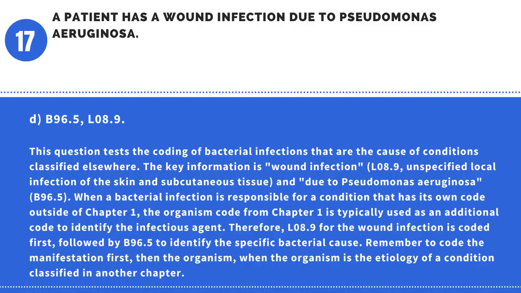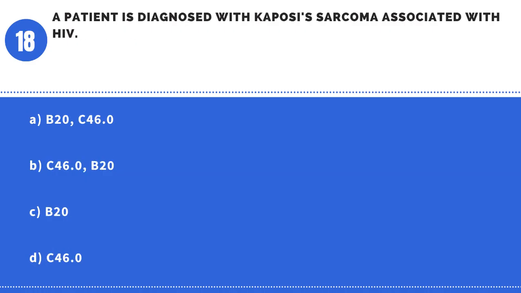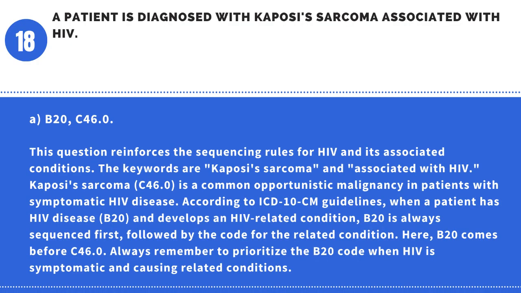Question 18. A patient is diagnosed with Kaposi's sarcoma associated with HIV. A. B20, C46.0. B. C46.0, B20. C. B20. D. C46.0. Answer: A. B20, C46.0. This question reinforces the sequencing rules for HIV and its associated conditions.